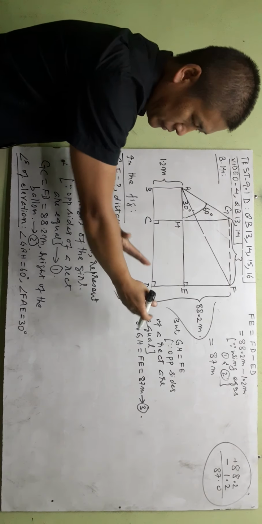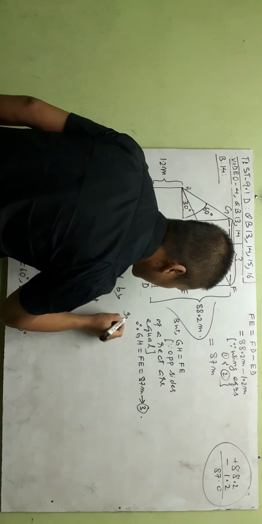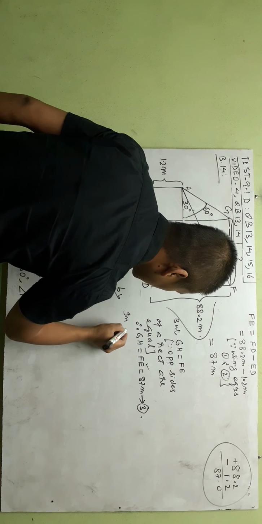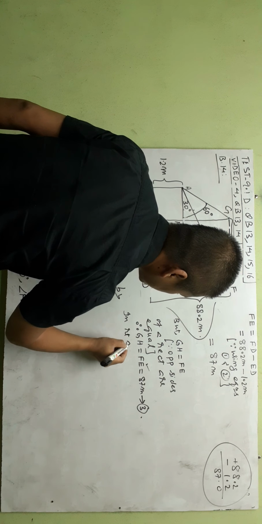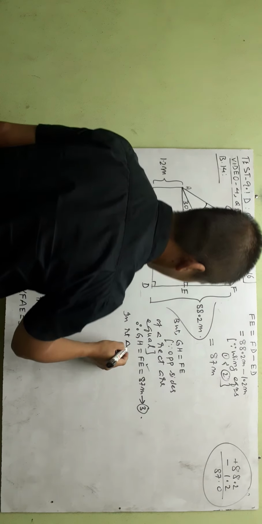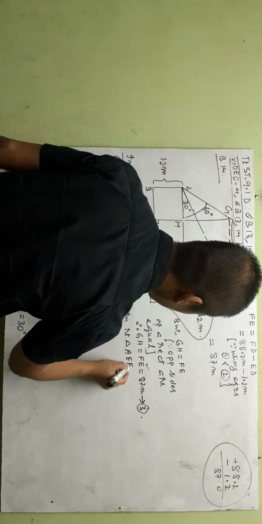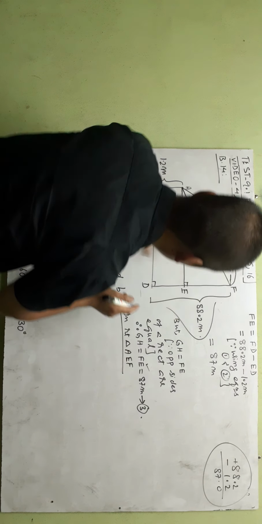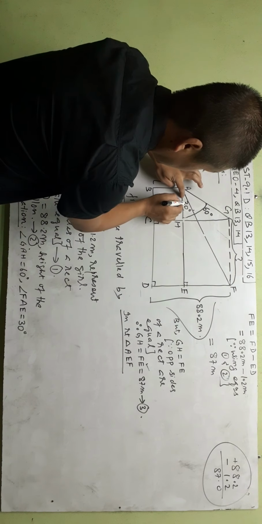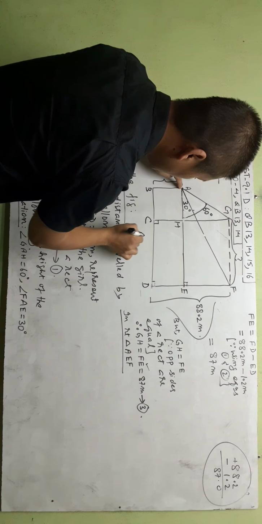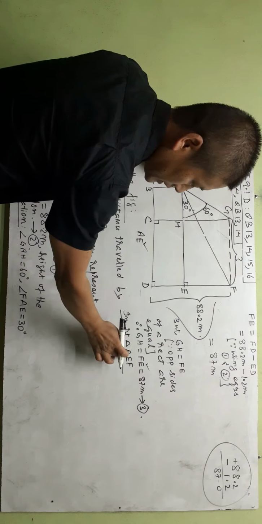Soon you will find out why we are doing this. So here, why did we find FE? Let us take that in right triangle AEF. Now we know FE, one side, and one angle is there, 30. So we can easily find AE. So we're trying to find AE by using this right triangle.